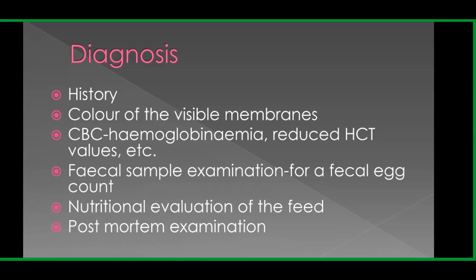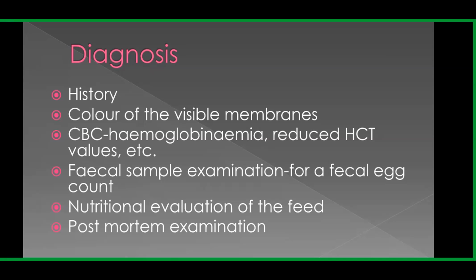Then we have to see the symptoms of the animal and check the color of the visible mucous membrane, whether the mucous membrane is anemic or icteric. And again, we have to go for the CBC, and in the CBC we have to estimate the hemoglobin and the PCV. There will always be reduced hemoglobin, reduced HCT or PCV values, and the RBC count will also be reduced. And if we have to rule out parasitic infection, then we have to go for examination of the fecal sample.